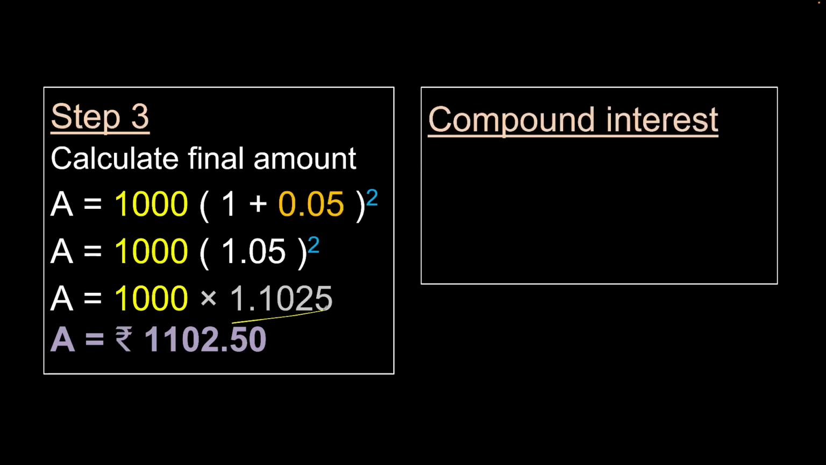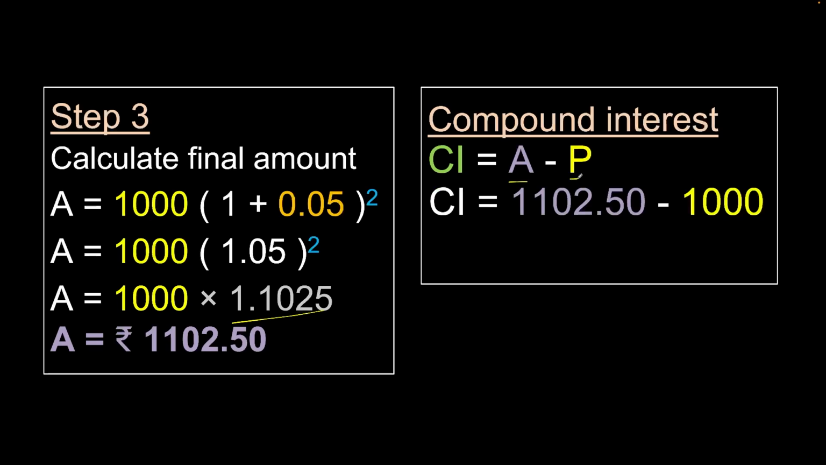1102.5 rupees. So the compound interest would be CI equals the amount minus the principal, which would give you 1102.5 minus 1000, which is 102.5 rupees. And that's what we were asked to calculate.